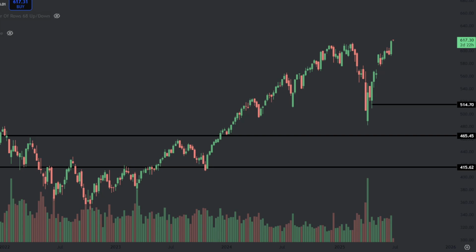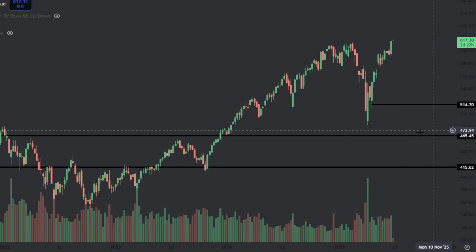Let's get into it. So we're going to be using SPY, and let's just say that I entered SPY at $515. If I did get that entry, which is the black line here, the first thing I'm going to do is look 10% below that average, which is 465 here. I drew a black line there, and then I'm going to look 20% below that average, which is $415. It's not exact math, but it's close enough.